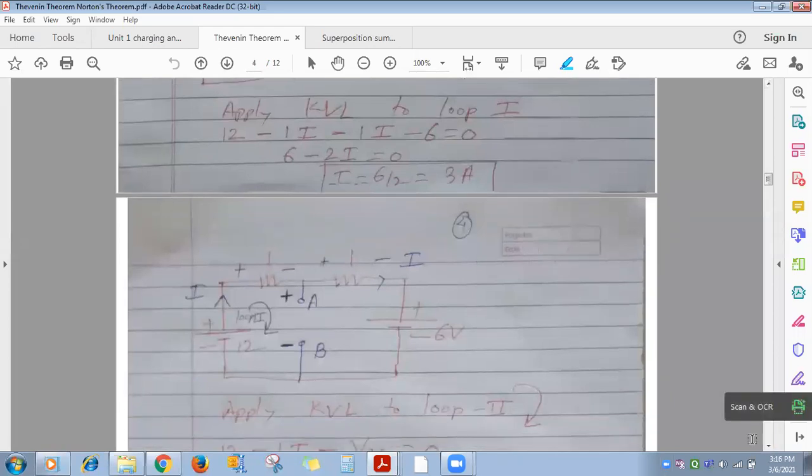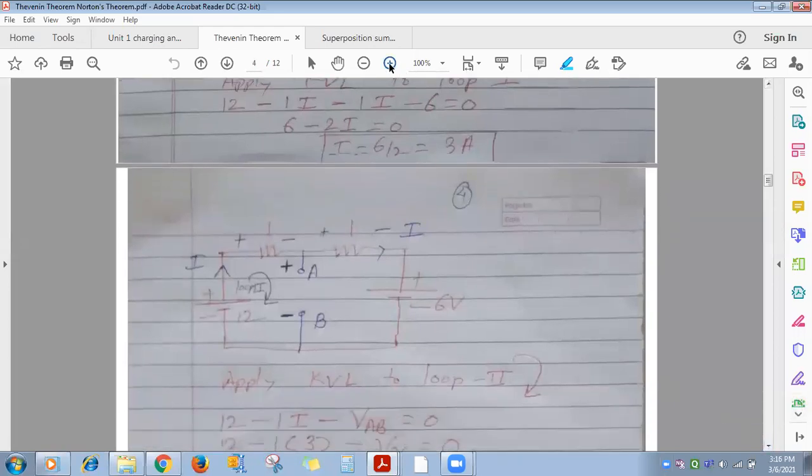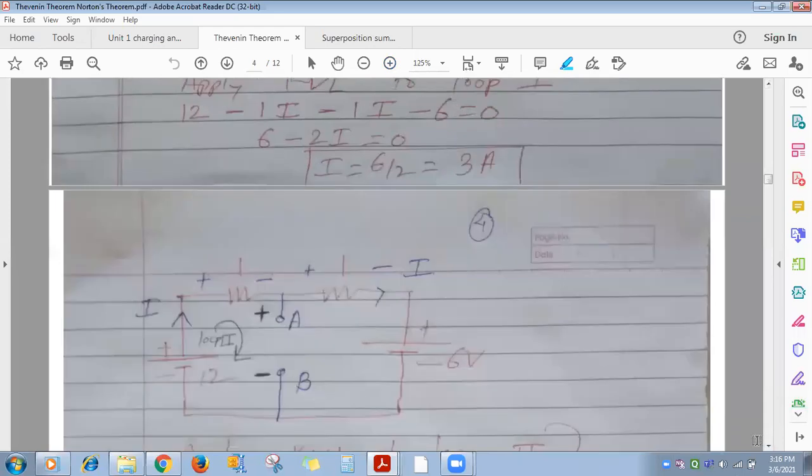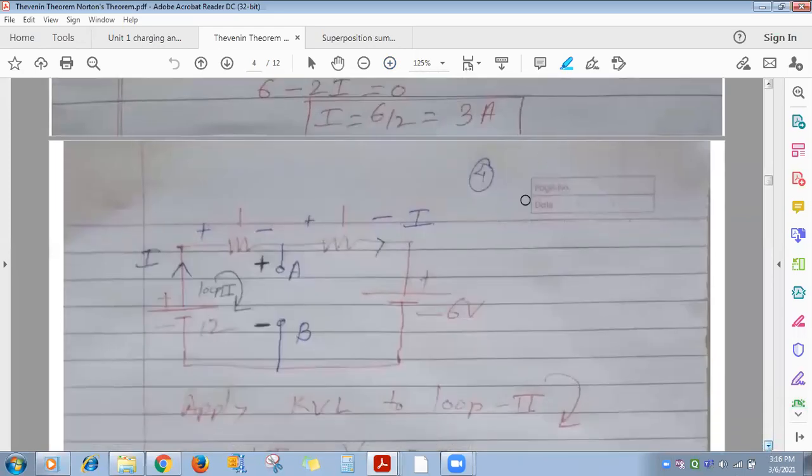So for that you use another loop, this inner loop. Those who are solving, hope it is not fast. All of you can solve it in your notebook, right? Yes. Okay, then apply KVL to loop 2.